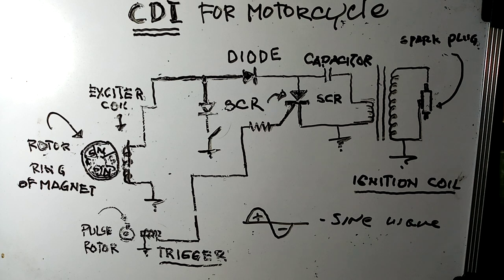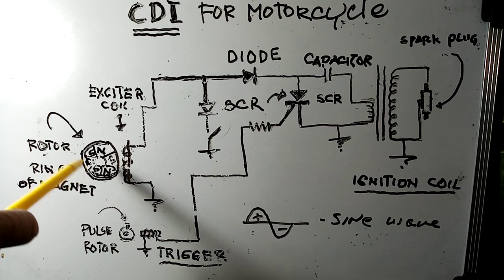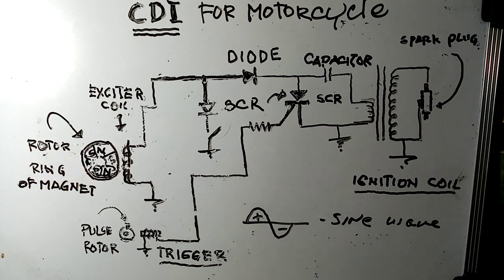And we have also the ring magnet embedded in a rotor there. This rotor is connected to the crankshaft of the engine. The crankshaft has a connecting rod to the piston. Okay.